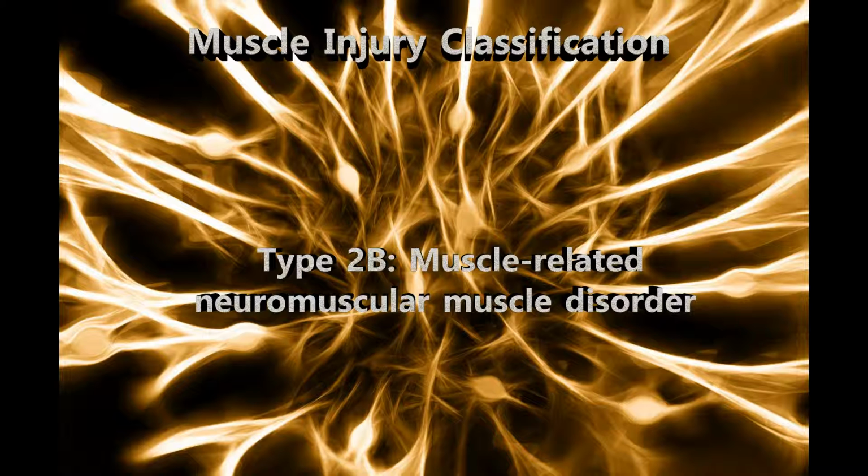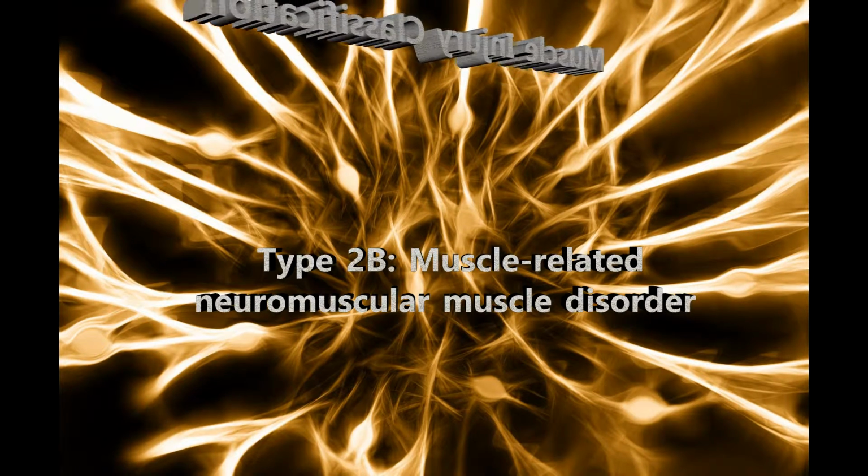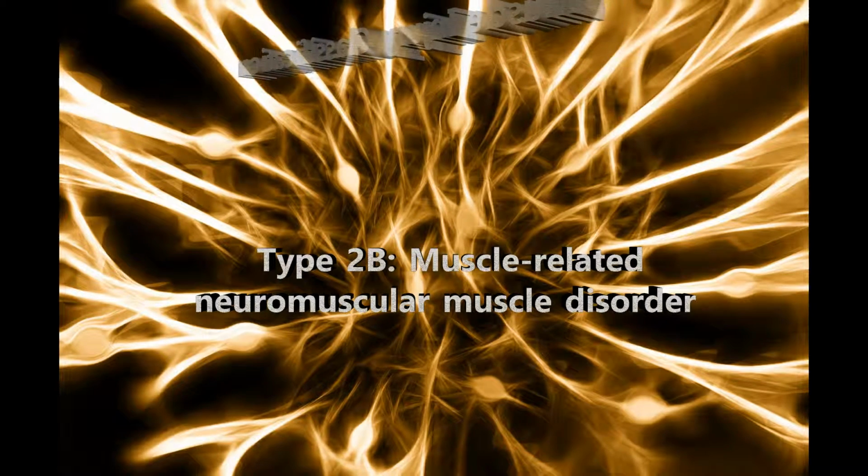Type 2B, muscle-related neuromuscular disorder. Increased muscle tone, but often it will be a smaller area of muscle and not the full length. This type of injury often results from dysfunctional neuromuscular control. Like the previous types, there is aching and tension along with cramp-like pain. Unlike the previous types, there will be more obvious edematous swelling, so this will be the only thing that can be seen on a scan.